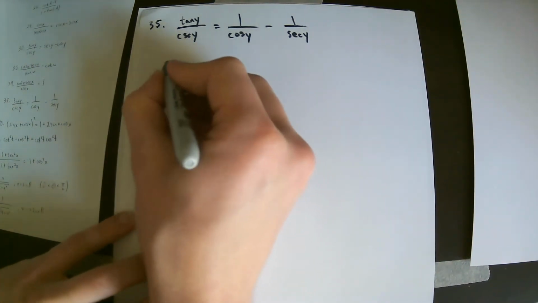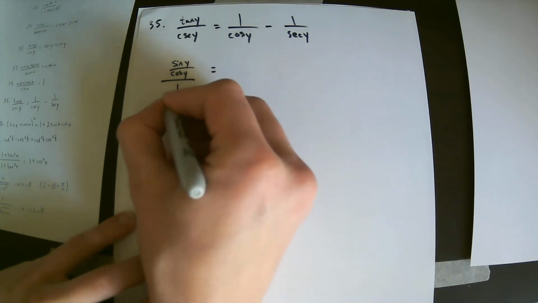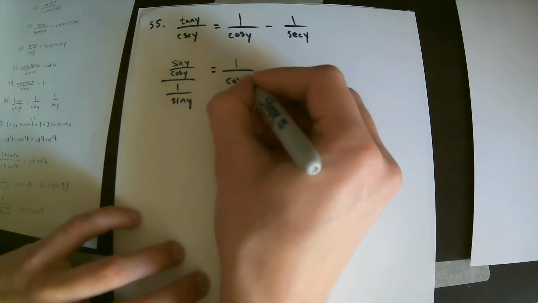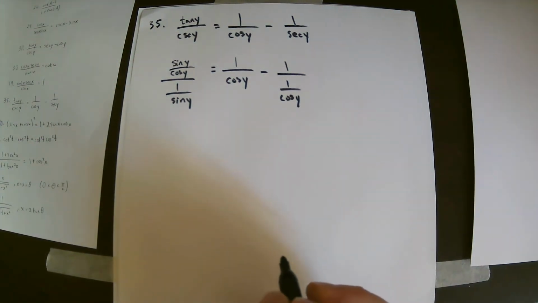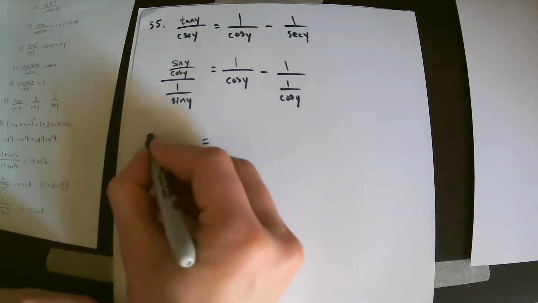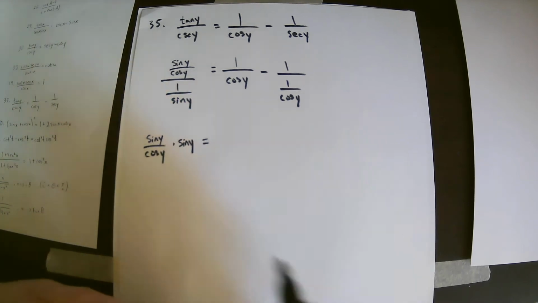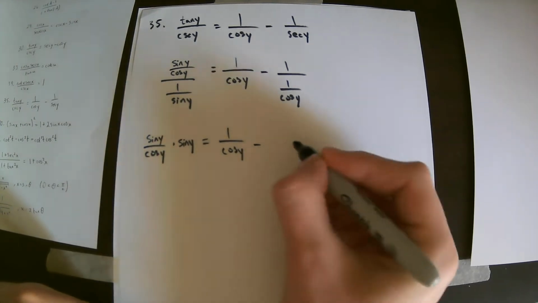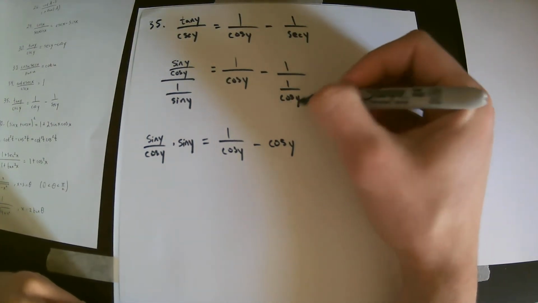On the left-hand side, I'm going to have sine of y over cosine y all over 1 over sine y. And then over here, I will have 1 over cosine y minus 1 over 1 over cosine y. Okay. Now, on the left-hand side, I'm going to have sine of y over cosine y times sine of y. Over here, I'm going to have 1 over cosine y minus cosine y, because 1 over a fraction, remember, means you flip the fraction.